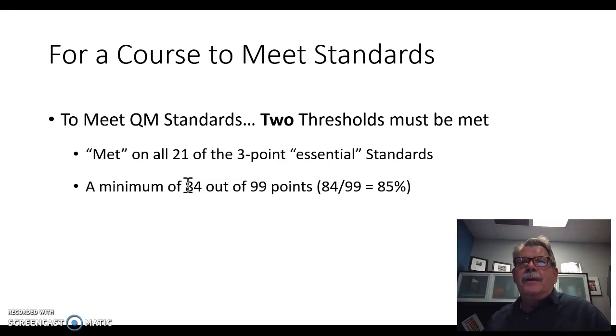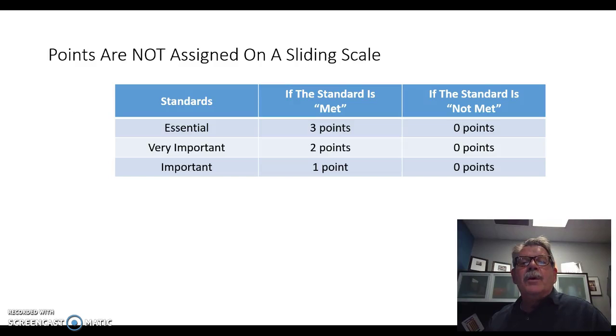So if you're getting a course ready to go through a QM review, you need to make sure not only that every 3-point standard be met, but that of the remaining points, you achieve 85% of those. In the QM world, there's no 2.5 points or 1.5 points. You don't average them. A standard's either met or not met.